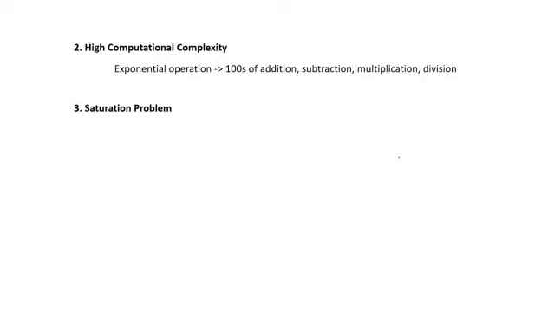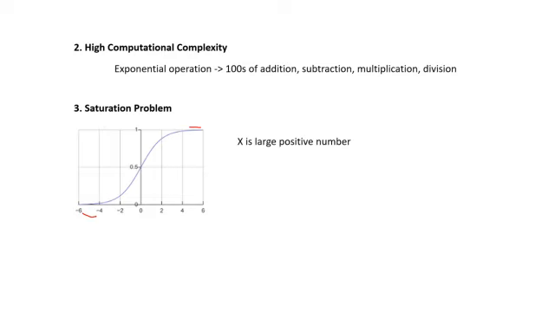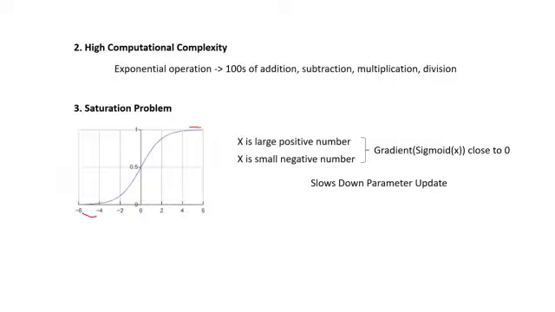The third problem is the saturation problem. If you look at the sigmoid curve, the right and the left hand part of the curve is nearly flat, and when the input value of x is very large, or if it is a very small negative number, in both the cases the gradient of the sigmoid function will approach 0, and this will lead to a slowing down of the parameter update. This phenomenon is also known as the sigmoid saturation problem.